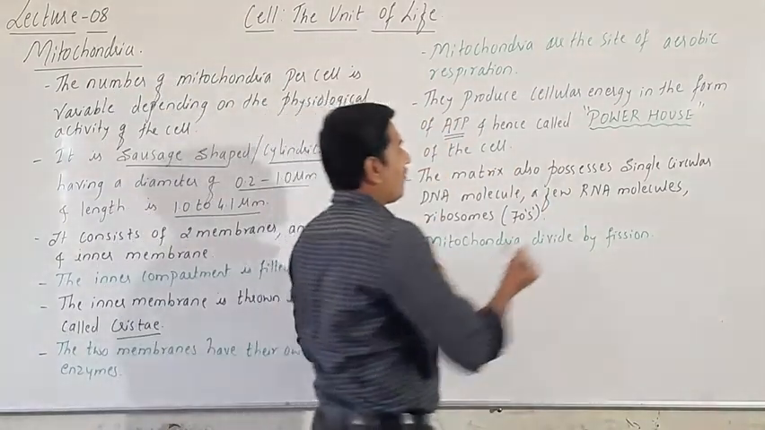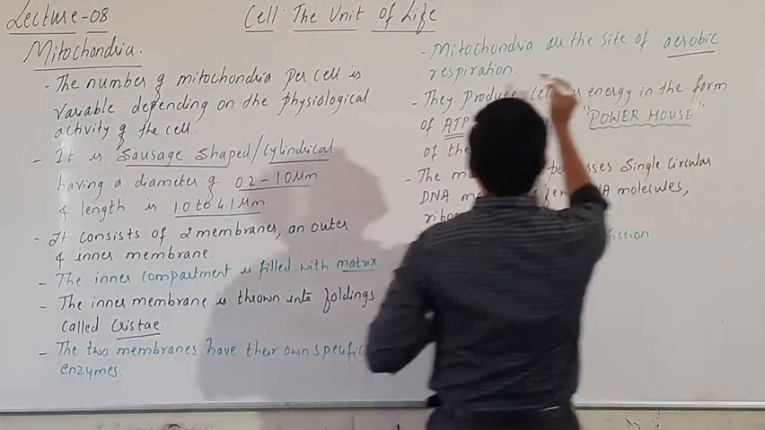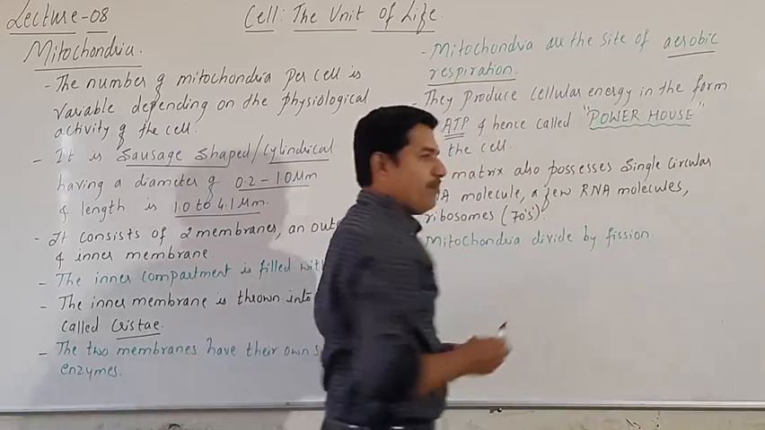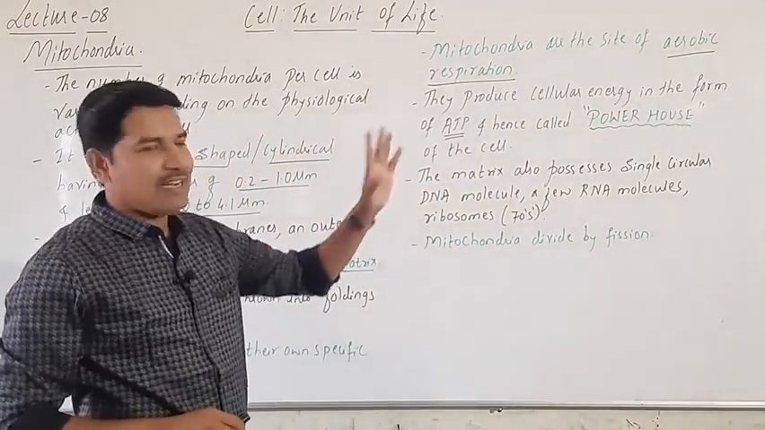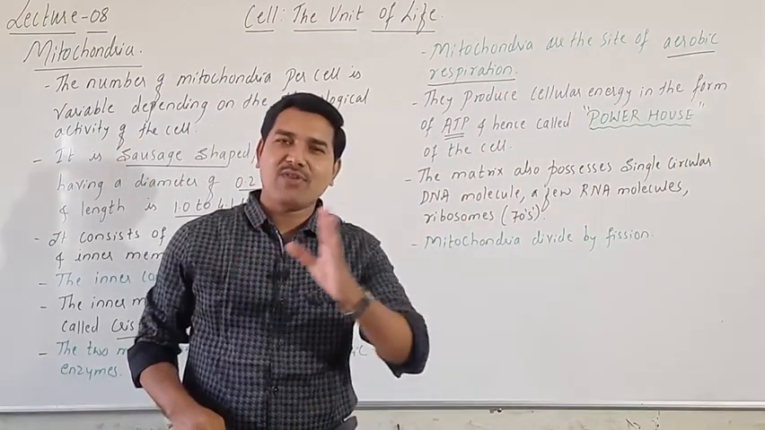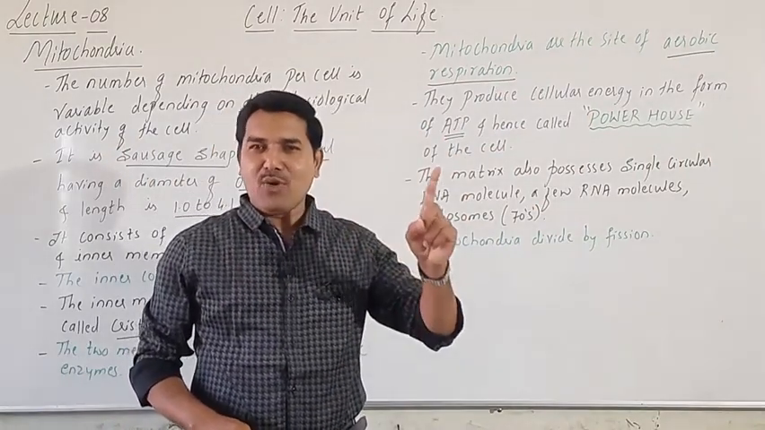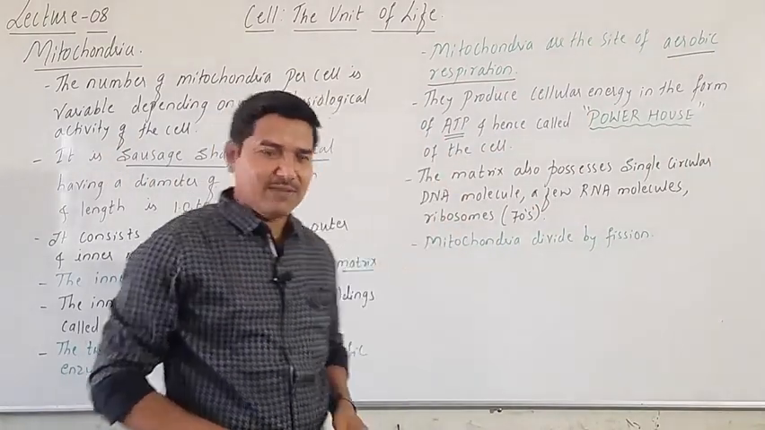Mitochondria are the site of aerobic respiration because they utilize oxygen. They use oxygen to produce energy. That's why they are the site of aerobic respiration. Which are the sites of aerobic respiration? Mitochondria. Objective question, 1 mark level.